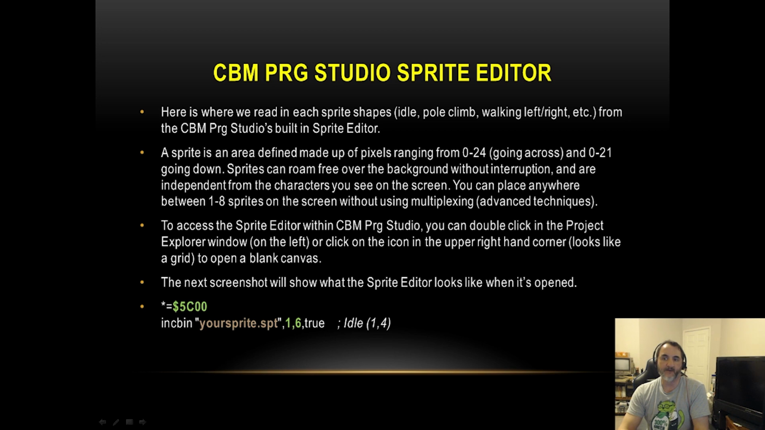To access the sprite editor within CBM PRG Studio, you can double-click in the Project Explorer window on the left, or click the icon in the upper right-hand corner. It looks like a grid to open a blank canvas. The next screenshot will show you what the sprite editor looks like when it's open. And you can see down below here, I'm reserving the hex area 5C00 for our CBM PRG Studio sprites. And in this example, there's only going to be 6 sprites here. And really, we don't even need that many. We're just including the idle one. So really, we only need 2 because the sprite has no animation at this point.